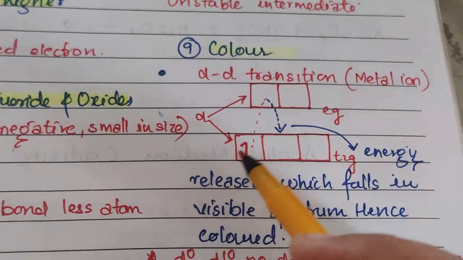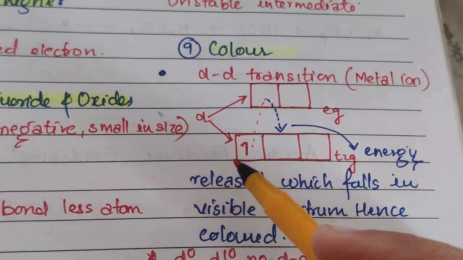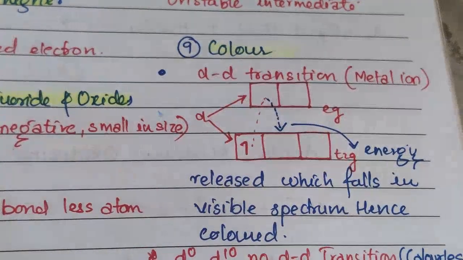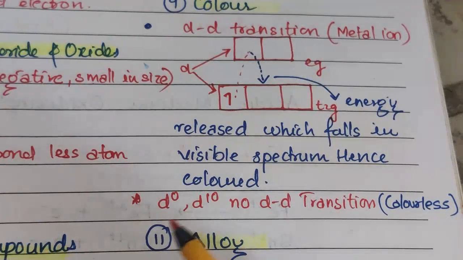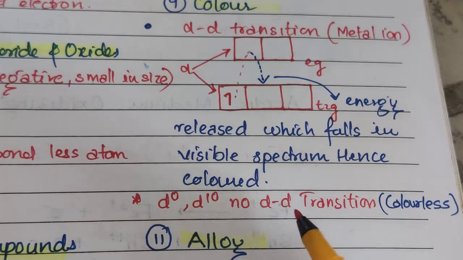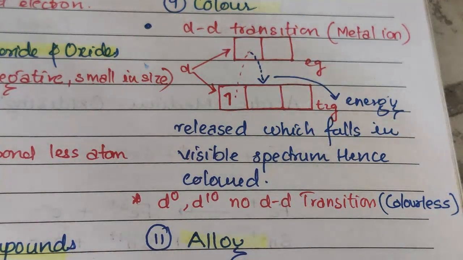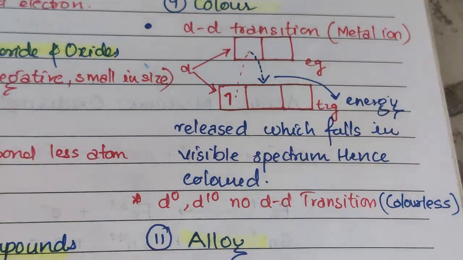If the d orbital does not contain an electron, or if the d orbital is completely filled, then they will be colorless. For example, d0 and d10 do not show dd transition, hence these compounds are colorless.